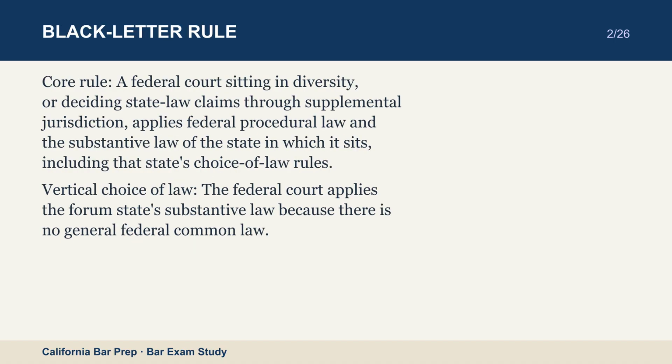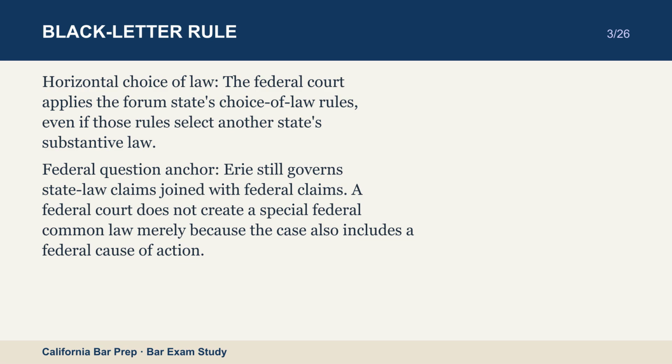Core rule: a federal court sitting in diversity, or deciding state law claims through supplemental jurisdiction, applies federal procedural law and the substantive law of the state in which it sits, including that state's choice of law rules. Vertical choice of law: the federal court applies the forum state's substantive law because there is no general federal common law. Horizontal choice of law: the federal court applies the forum state's choice of law rules, even if those rules select another state's substantive law.